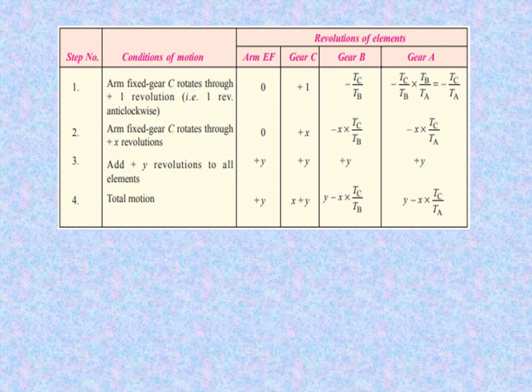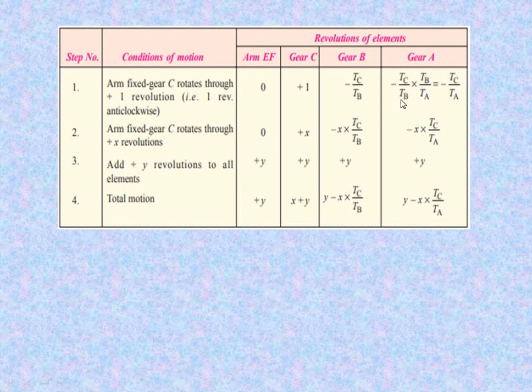Condition of motion: first, the arm fixed, gear C rotates plus 1 revolution, that is, plus 1 revolution in anti-clockwise direction. Then the elements are arm EF, gear C, gear B and gear A. Arm is fixed, so 0 will be there. Gear C rotates plus 1 revolution, so plus 1. Gear B is minus TC by TB, and gear A is minus TC by TB into TB by TA.